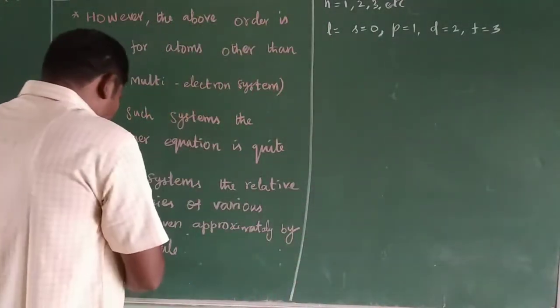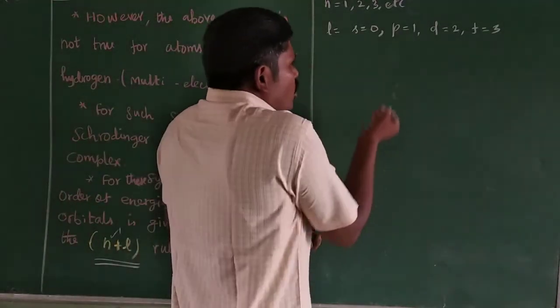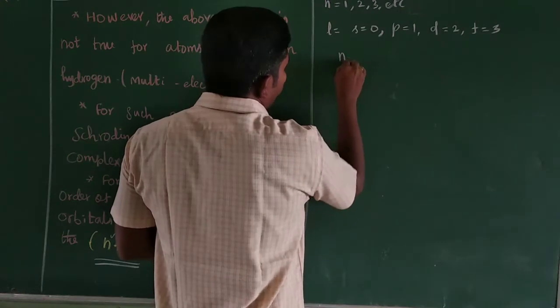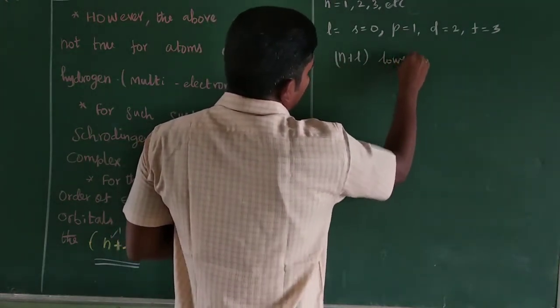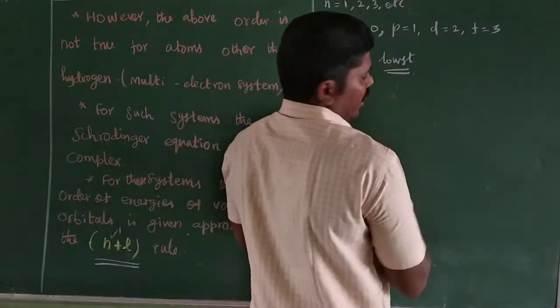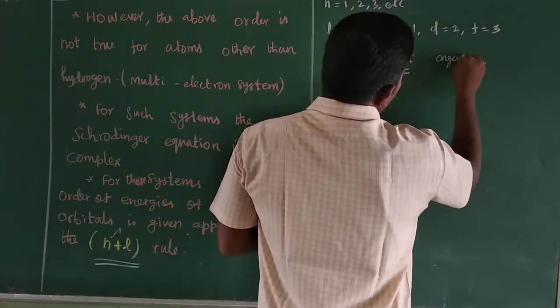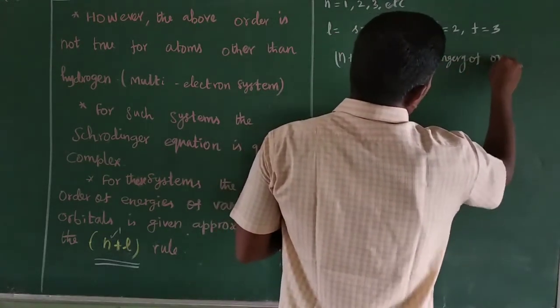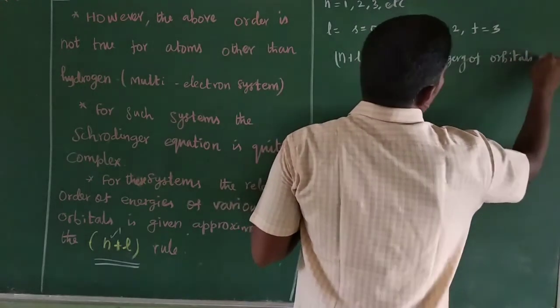So the lower the n plus l value, the lower the energy of the orbital. When the n plus l value is lowest, the energy of the orbital is also lowest.